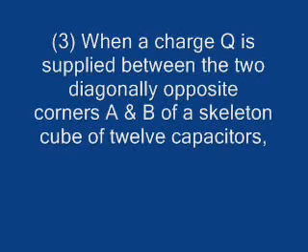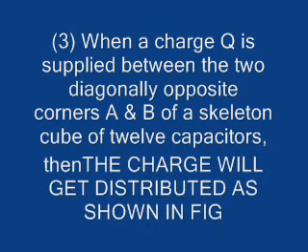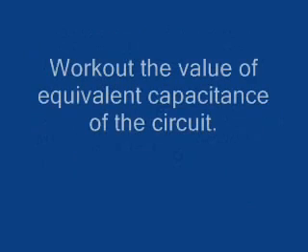When a charge Q is applied between the two diagonally opposite corners A and B of a skeleton cube of 12 capacitors, then the charge will get distributed as shown in the figure. Work out the value of equivalent capacitance of the circuit.